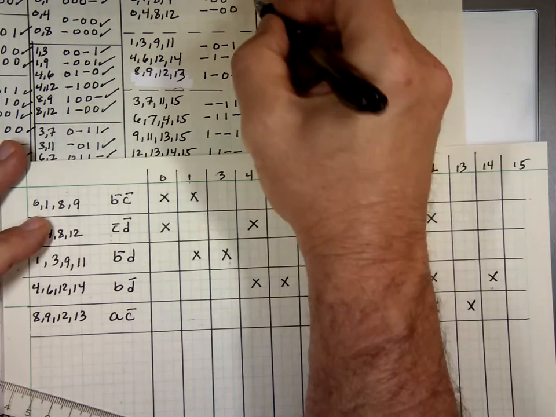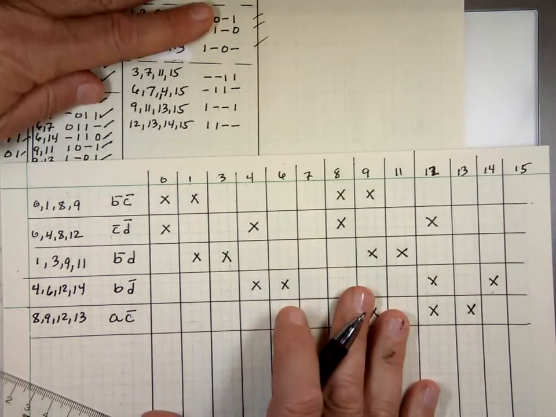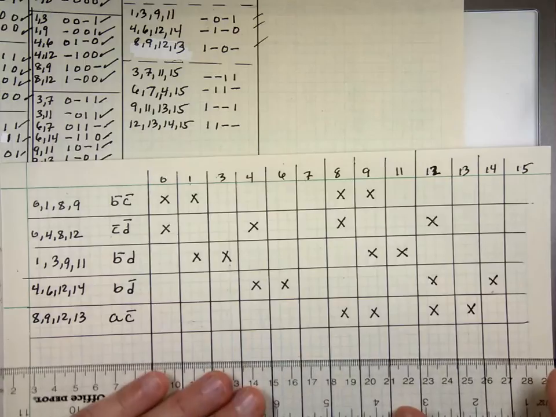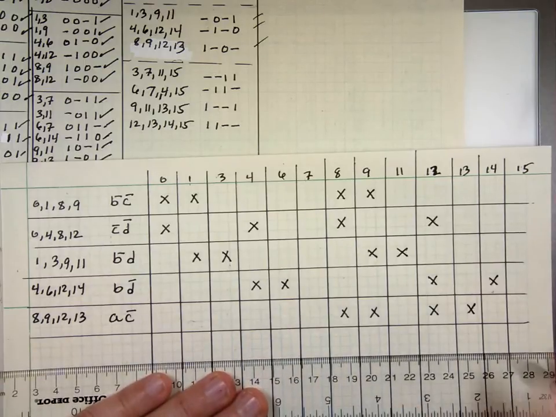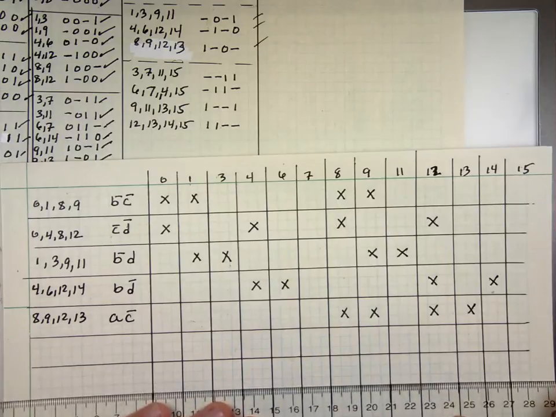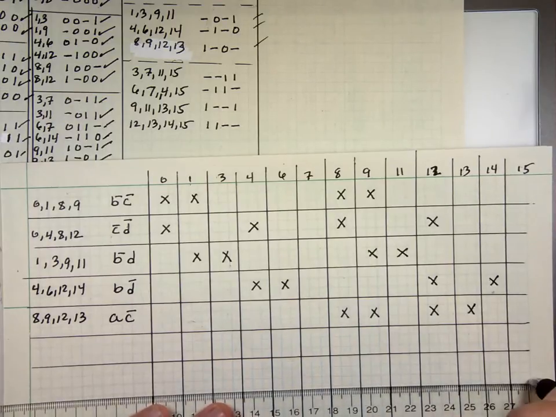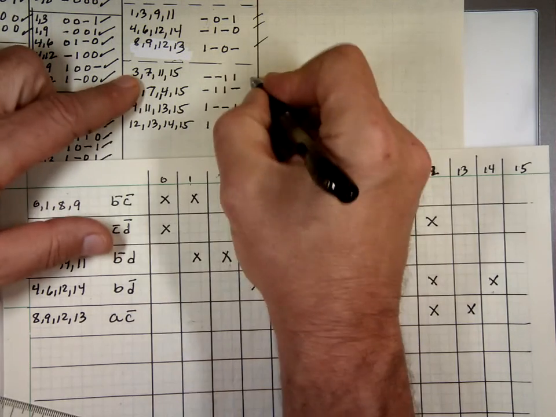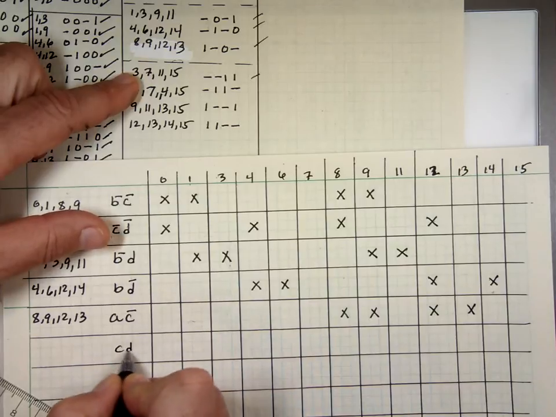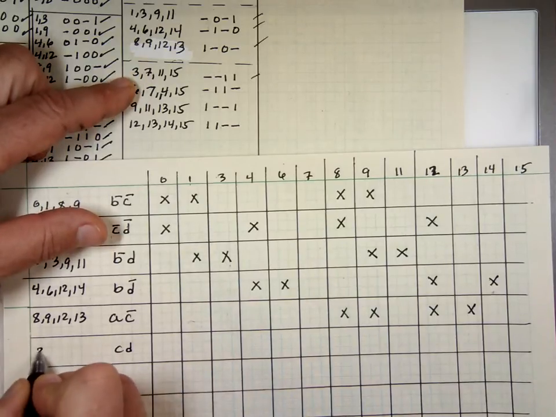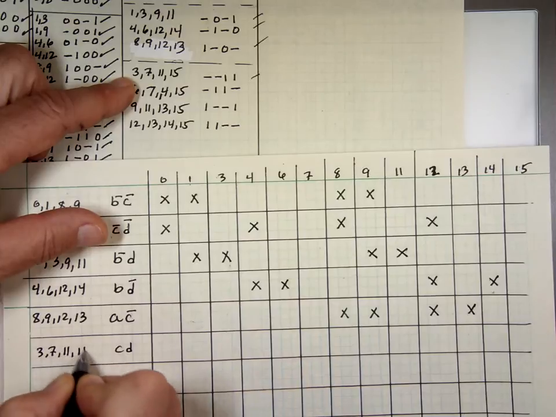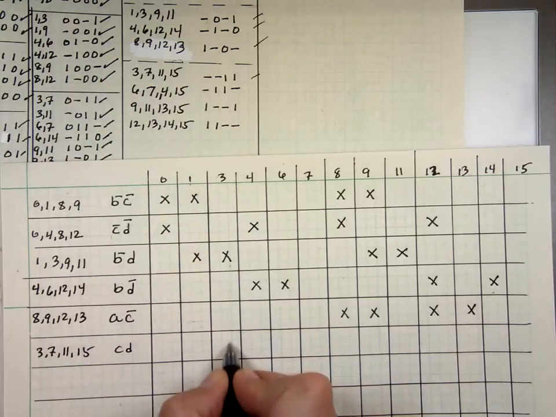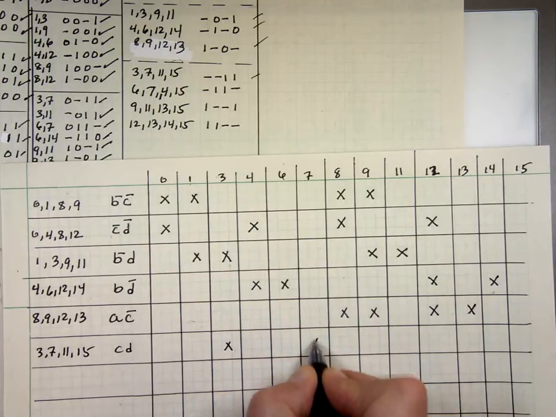We have how many more? 4 more. Let me put the line here so I don't have to keep bringing my ruler back. 4 more rows. 1, 2, 3. We're almost done. 4. So that's this one. C and D. 3, 7, 11, 15. 3, 7, 11, and 15.